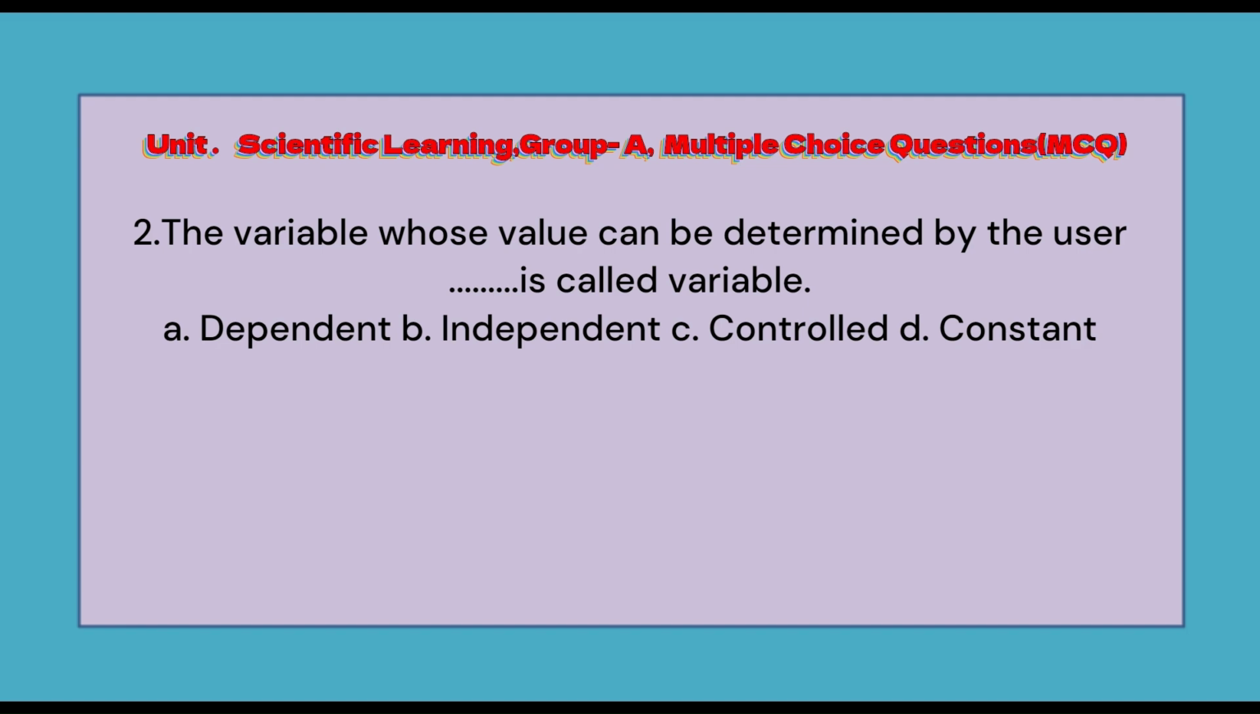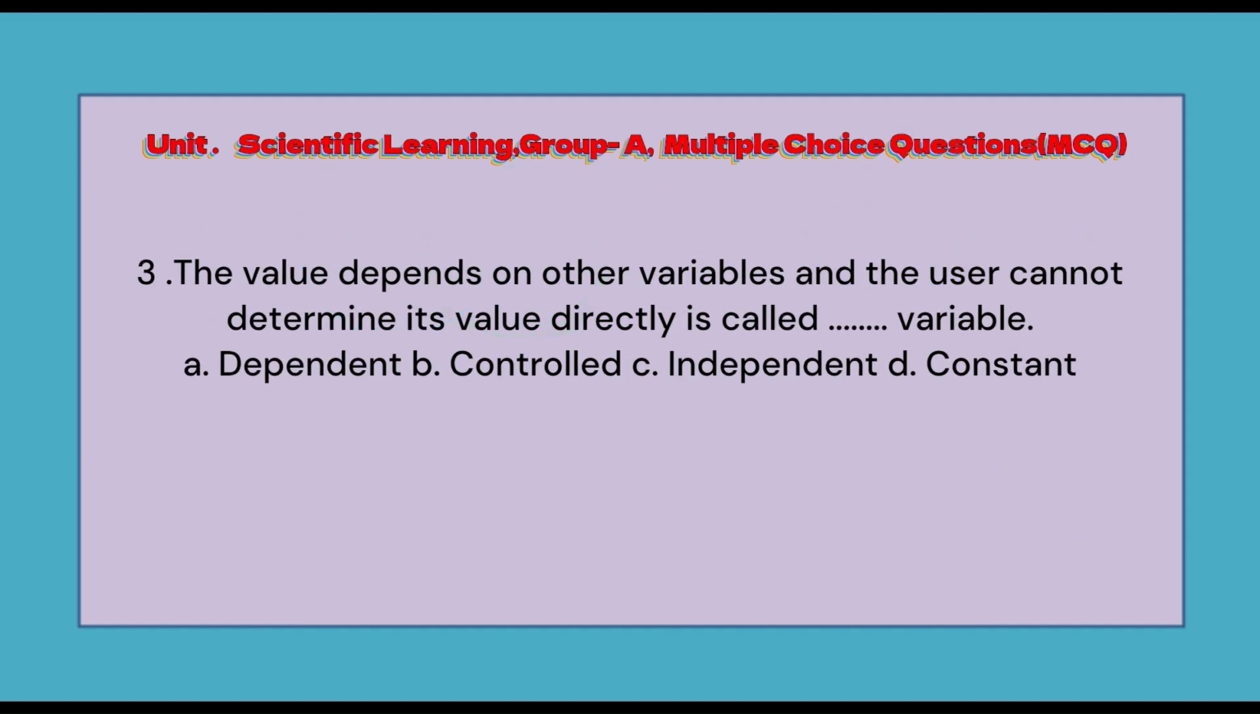2. The variable whose value can be determined by the user is called variable. A. Dependent. B. Independent. C. Controlled. D. Constant. Correct answer B. Independent.